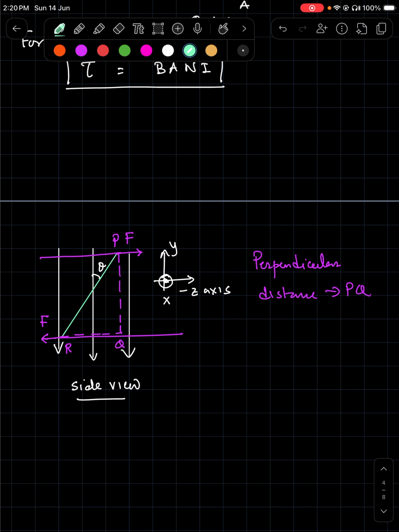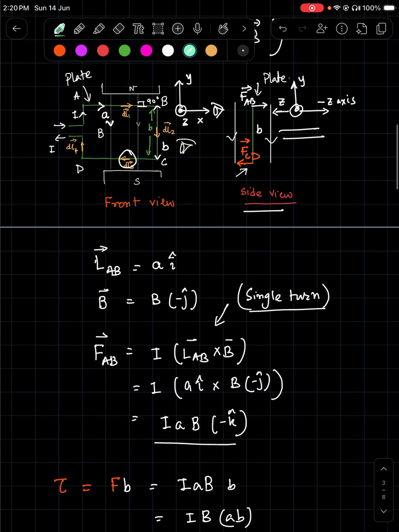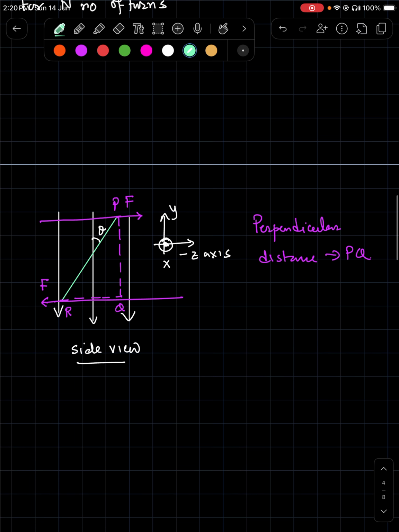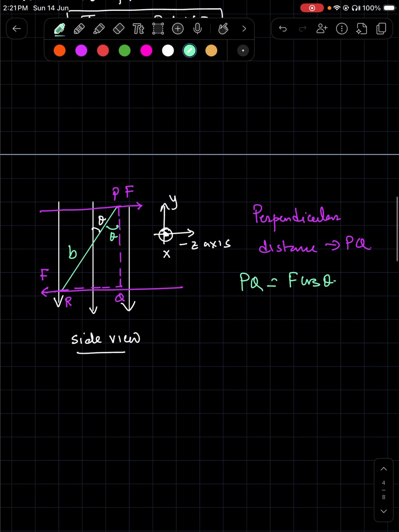Since we have already taken this direction as B, this part is the breadth of the plate, and this is theta, and this is the alternate angle theta. So PQ becomes F cos theta. Sorry, I should write PQ as B cos theta, not F cos theta. So PQ is B cos theta. So now we are ready.